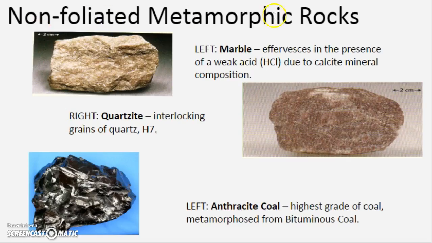But non-foliated metamorphic rocks look a little bit different. Marble is going to effervesce in a weak acid due to calcite, and if it's dolomite, it would effervesce mildly. Quartzite are interlocking grains of sand grains. And left, we see anthracite coal. It's the highest grade of coal. It's generally called clean coal. It's been metamorphosed from bituminous coal.